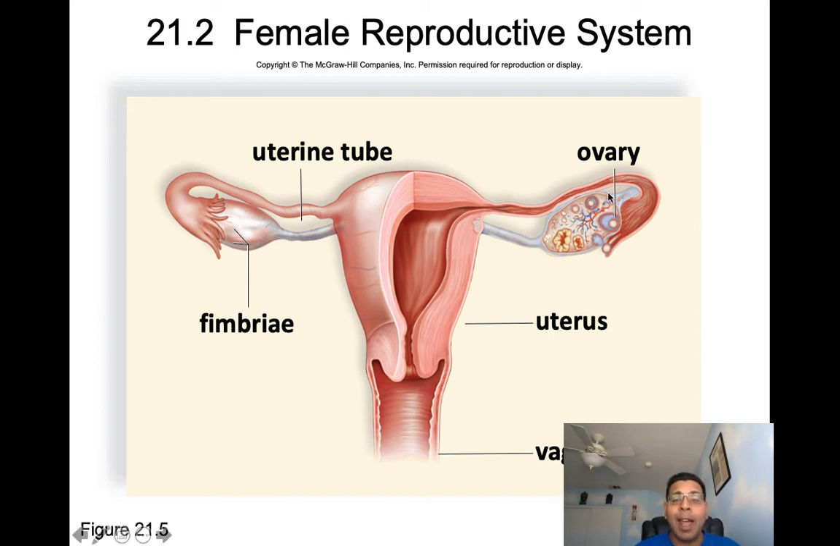It will arrive at the uterus after several days, and then it's going to implant itself into the uterine lining, which we'll see has been preparing for that implantation.